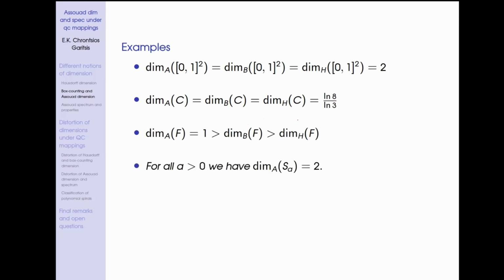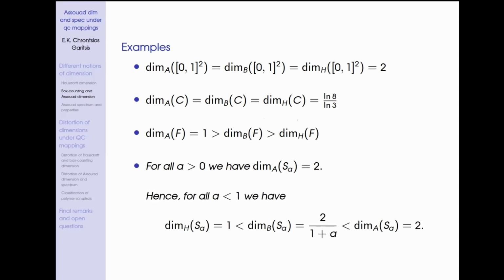And for the spirals, same idea. If we start zooming in at 0, we will see the spiral, no matter how fast it goes to 0, we'll see the spiral accumulating slower and slower, the smaller capital R gets. So for a less than 1, we have strict inequality between all the dimensions for the spiral.